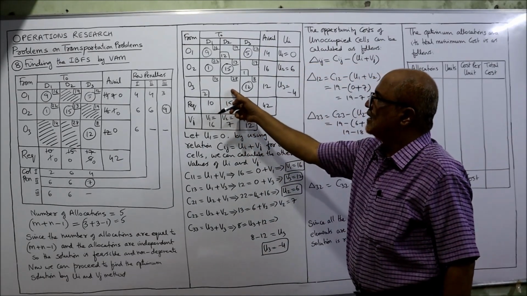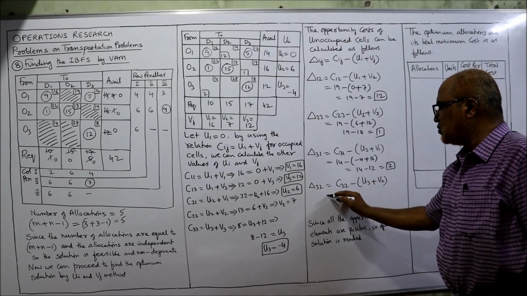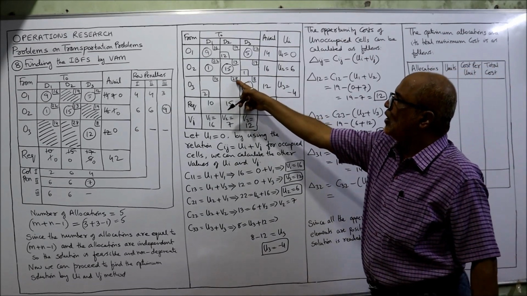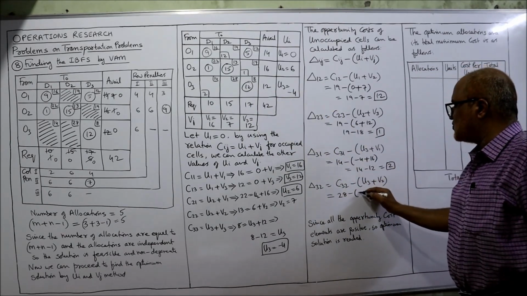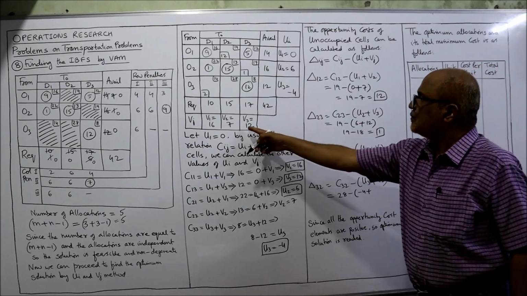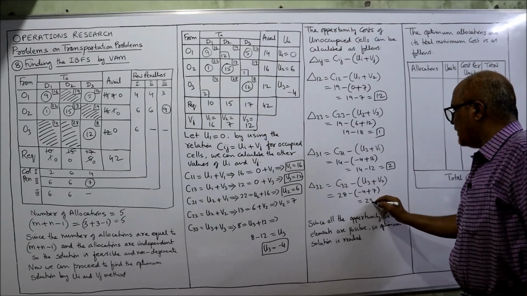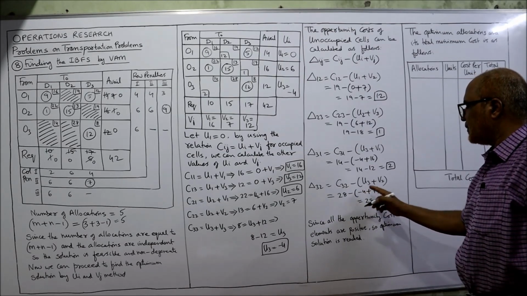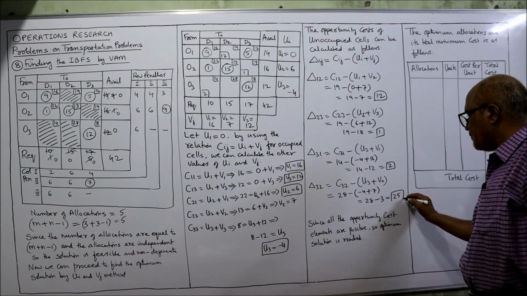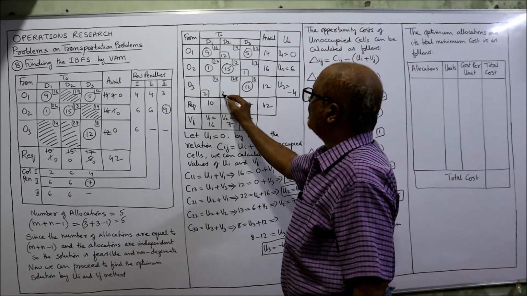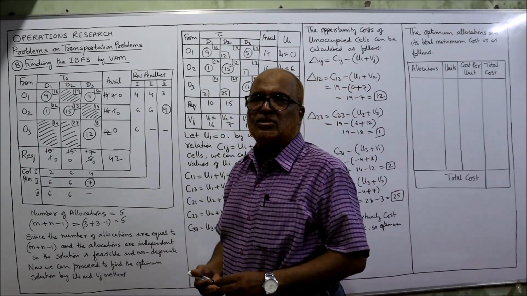Next, this unoccupied cell. Third row, second column, delta 32. Delta 32 is equal to C32. How much? 28, minus U3. U3 is minus 4, plus V2. V2 is 7. That is 7 minus 4 is 3. So 28 minus 3 is 25. So this is 25. So we have calculated all the opportunity costs.